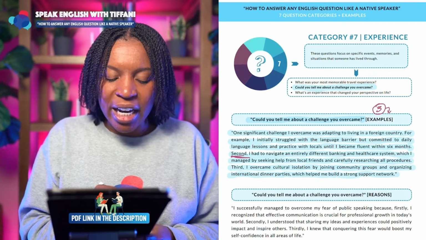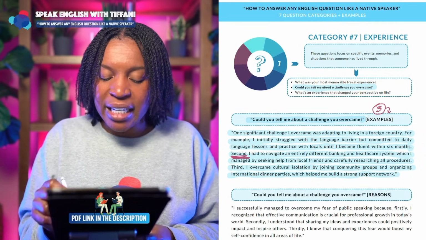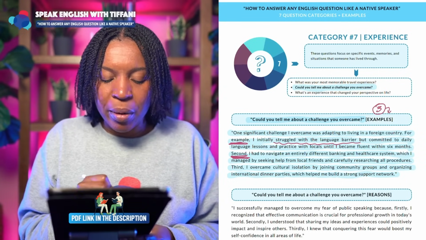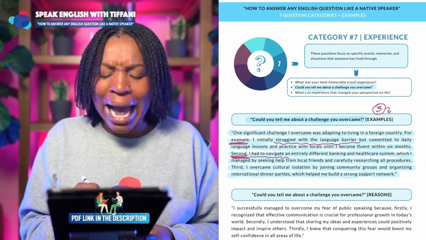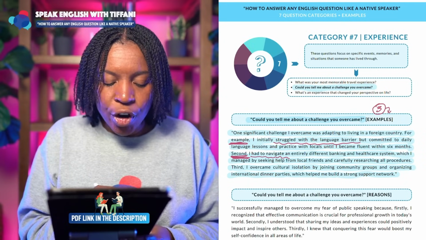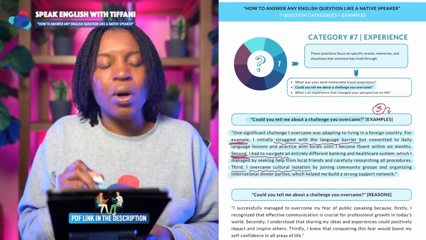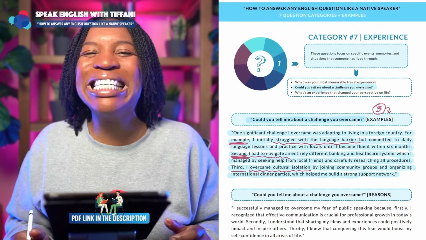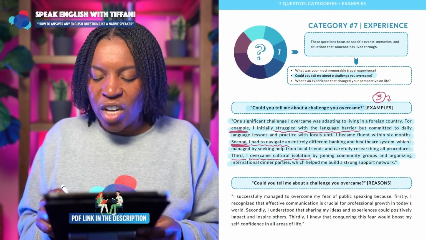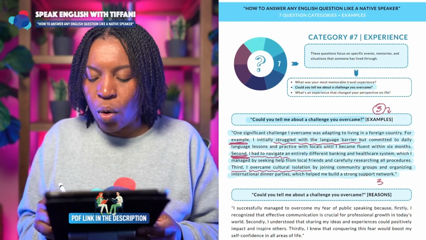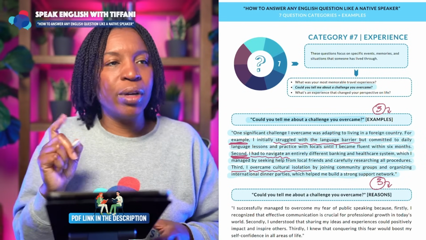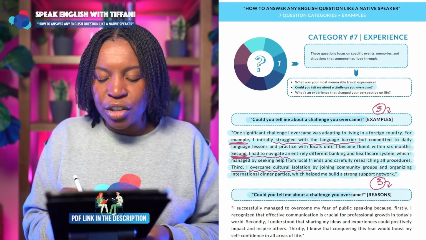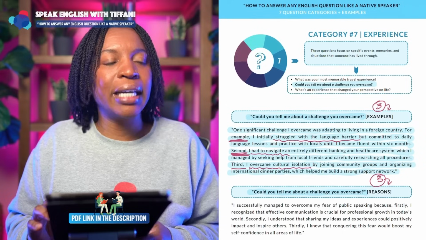We have the second response, the second example. First example, we have struggling with the language barrier. Second, navigating. And then thirdly, overcoming cultural isolation. 3 examples. What about reasons? So, same question, but this time we're going to give 3 reasons. Here's the question once again. Could you tell me about a challenge you overcame?